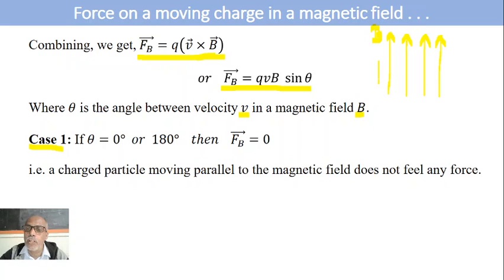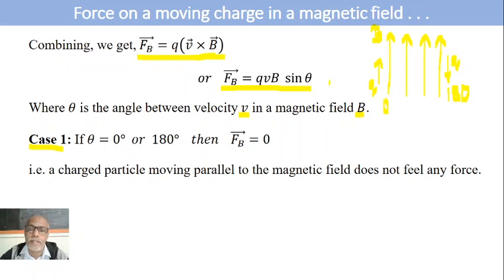And if a charge is moving in this direction, then theta will be 0. If this is Q, then theta will be 0. If this is the direction of motion of the charge Q, then theta will be 180 degree. Here theta is 180, and here theta is 0. If the charge is moving parallel to the magnetic field, then theta is 0. If the charge is moving anti-parallel to the direction of the magnetic field, then theta is 180 degree.